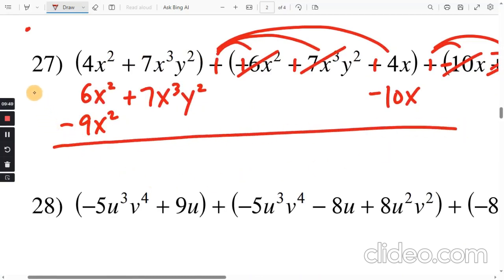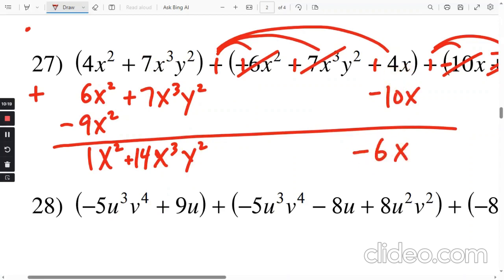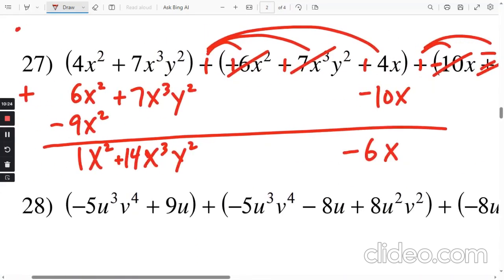All right, so we're adding all these together. The x squareds match, so we keep the x squared. 4 plus 6 is 10, minus 9 is just 1. Here we have x to the third y squared, they match. 7 plus 7 is positive 14. Okay, here the x's match. 4 minus 10 is negative 6. And that's it. We crossed off everything else.